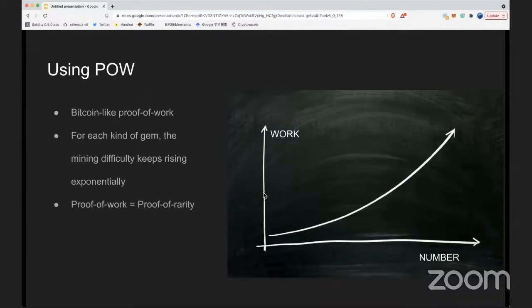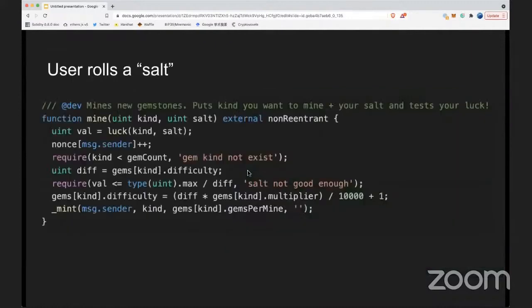Because the proof of work is also a proof of rarity. Let's imagine that many people want a gem, an NFT token. You have to mine, and the difficulty will rise exponentially. So if more people want that NFT token, the token will be harder to get.